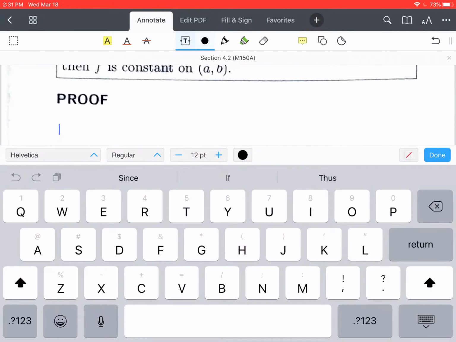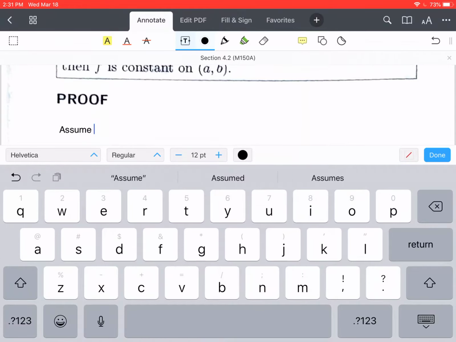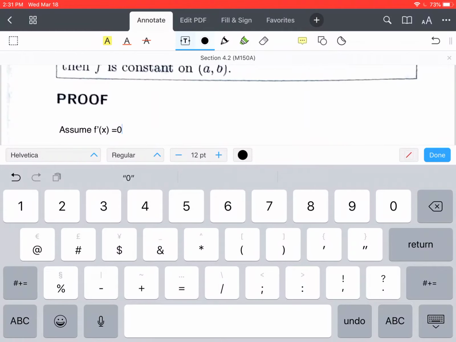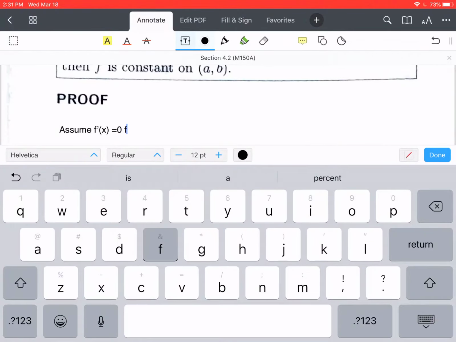So we're going to assume that f prime of x equals 0 for all x in the interval (a, b).